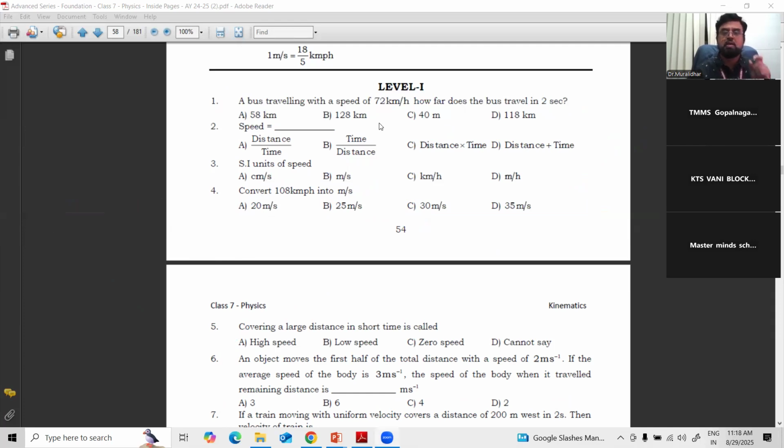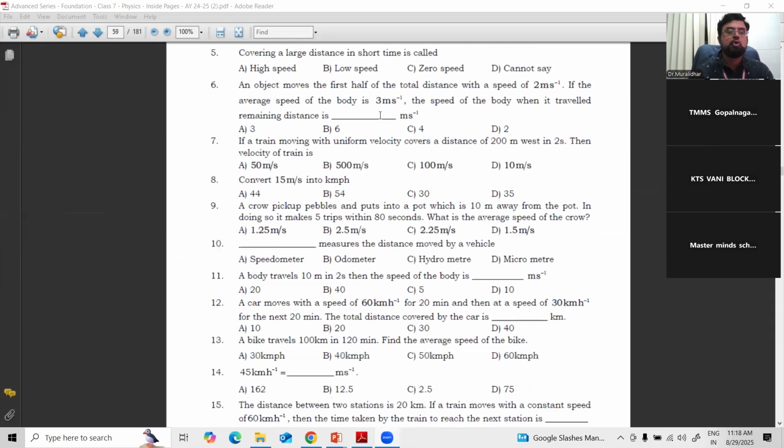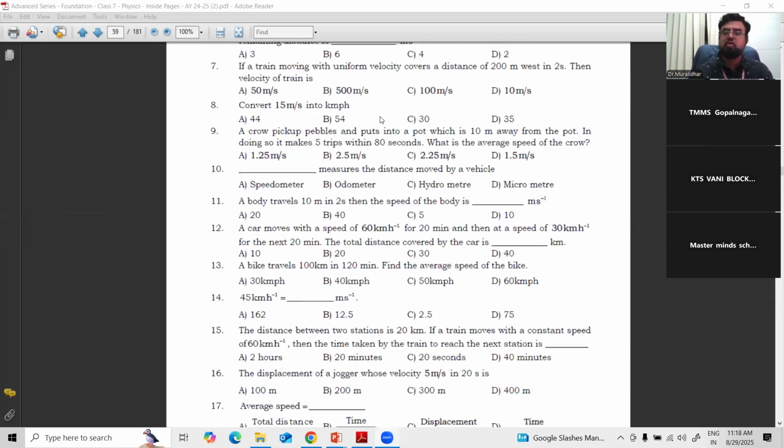So this level 1 is there. Not only answers, we give the solutions also. So this is very, very important. See, one more example I tell. Here some difference is given: meter per second into kilometer per hour. Right? 15 meter per second into kilometer per hour, 18 by 5 you have to do. 3 fives are 15, 3 eighteens are 54. So 54.